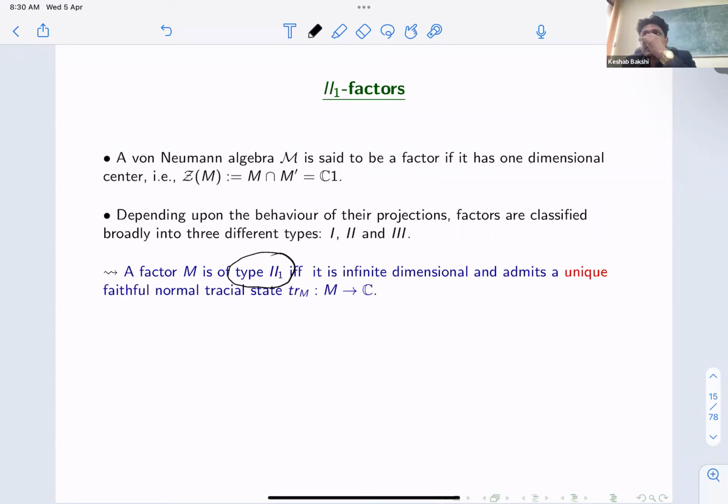So it is basically an infinite dimensional analog of matrix algebra. What is that? I mean, what is special about matrix algebra? That it has a trace, right? Just take the sum of the diagonals.